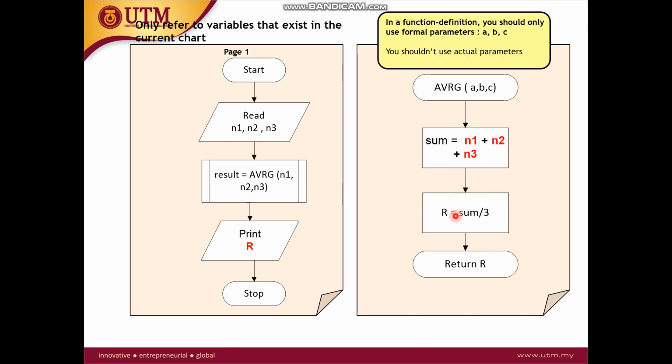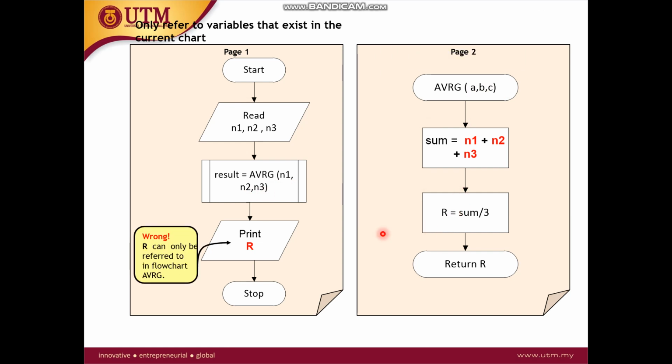And we can't use that here. It returns R, but this R goes to the result of this function, goes to this result. So you can't print R, you can just print result. Okay, this is very important. You need to use only those variables which are available inside your main flowchart here. But in the function you are only allowed to use those variables which are available inside your function, such as A, B and C.